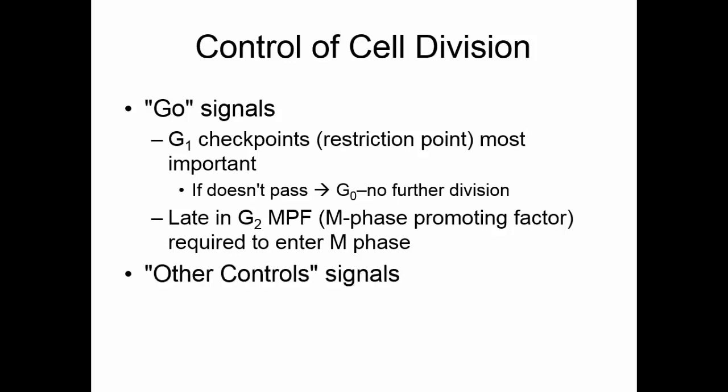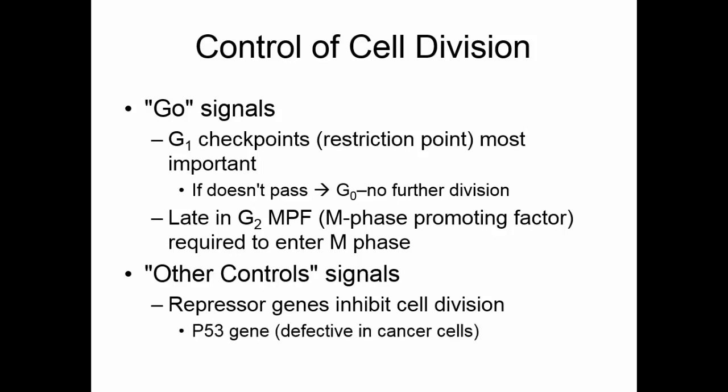We do have some other control signals. There are certain genes, for example, that control cell division. These repressor genes will inhibit cell division. There is a gene called p53. This gene is supposed to repress cell division, particularly when cells are crowded together.